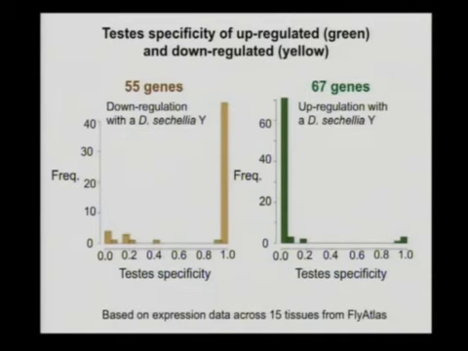So basically what's going on in these introgressed males is the Y chromosome from Drosophila seychellia is unable to turn on the testis-specific genes of Drosophila simulans to the extent that they ought to be turned on.